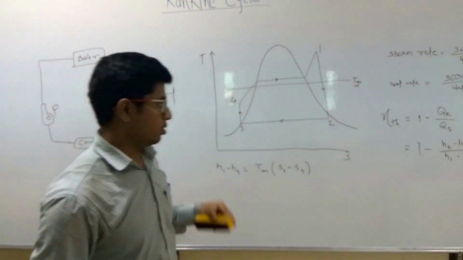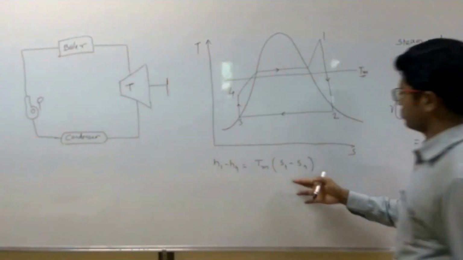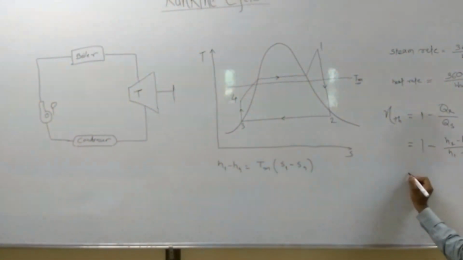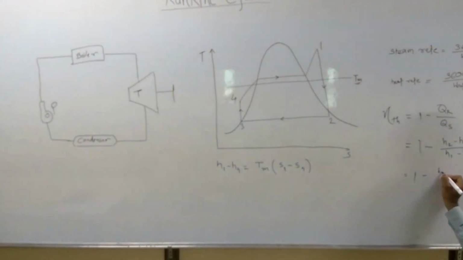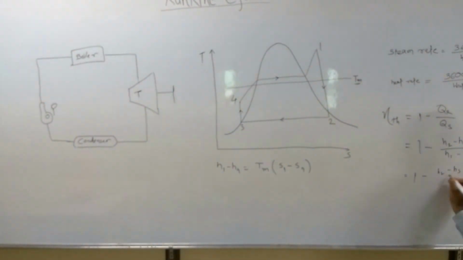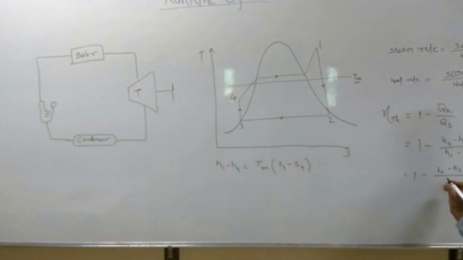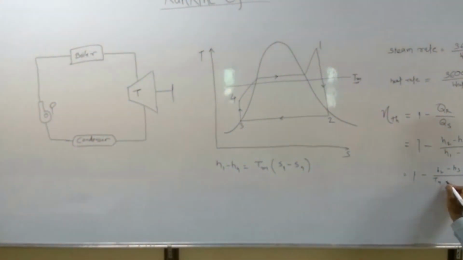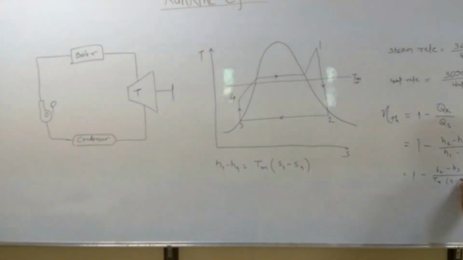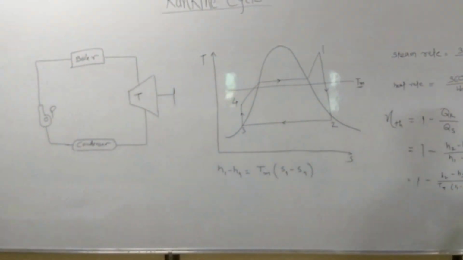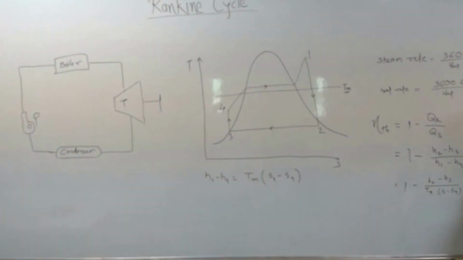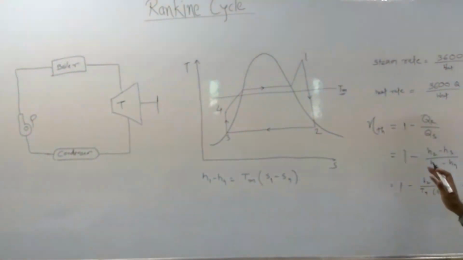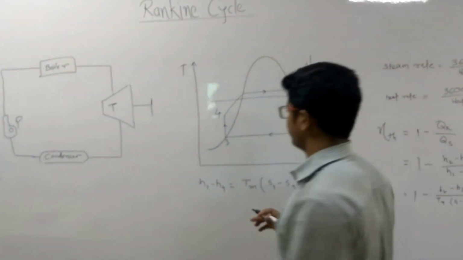So we can use this equation here and write it down again as H2 minus H3 divided by T mean into the bracket S1 minus S4. This will be the equation for measuring efficiency for Rankine cycle.